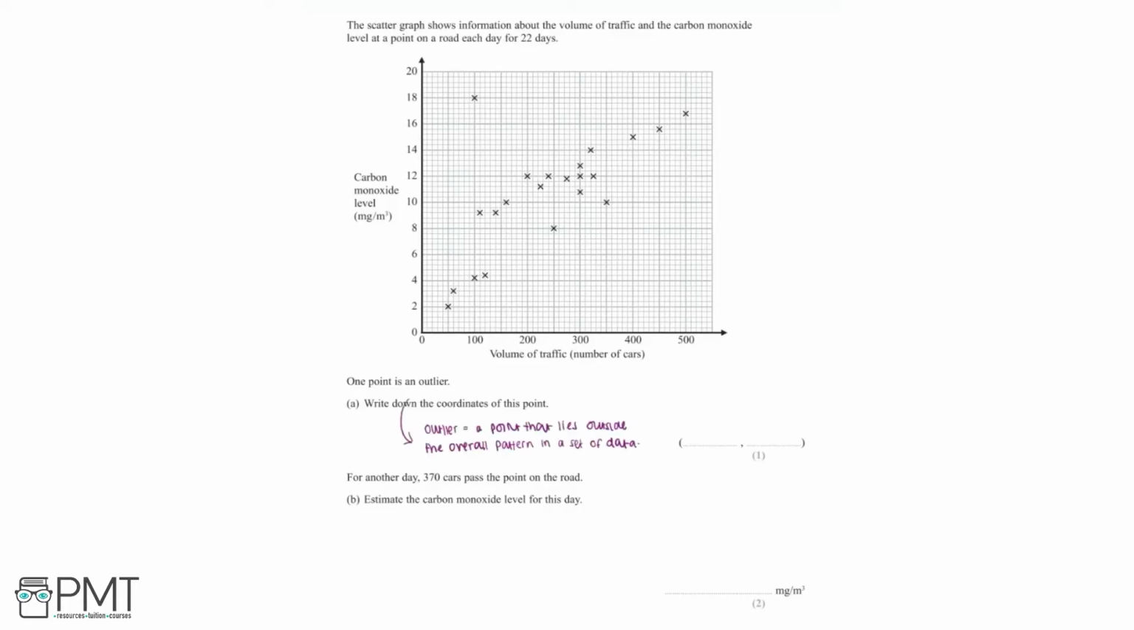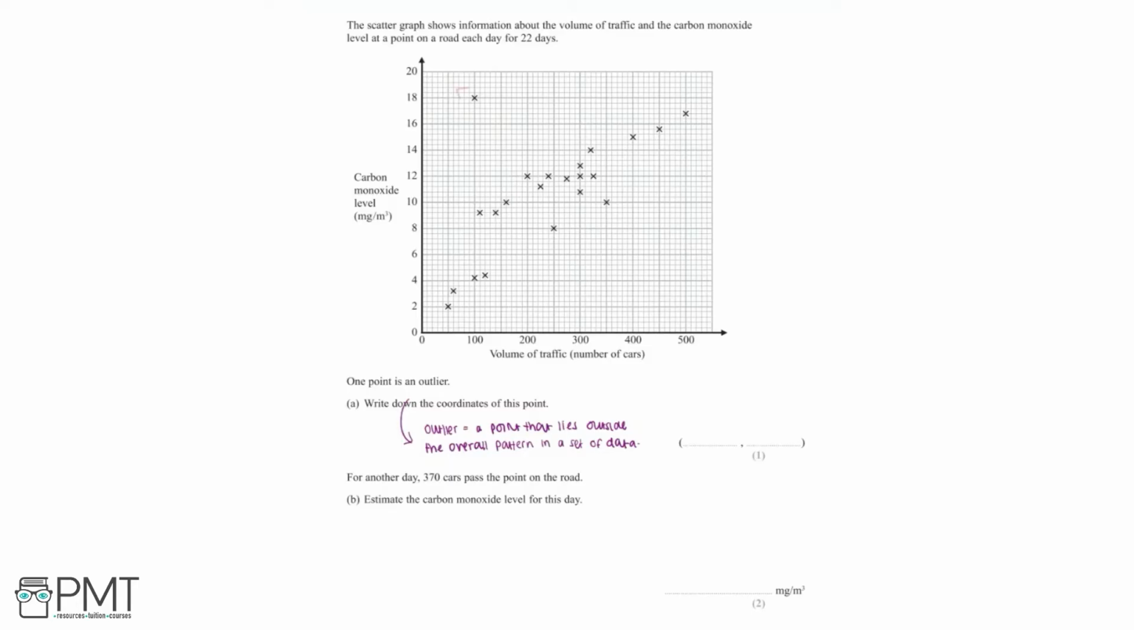And so we can say that an outlier is a point that lies outside of the overall pattern in a set of data. If we take a look at our scatter graph, we can see that there is a clear outlier in the top left corner. This point doesn't really fit in with the rest of the points, and it just kind of exists on its own. And so that's exactly what an outlier is.